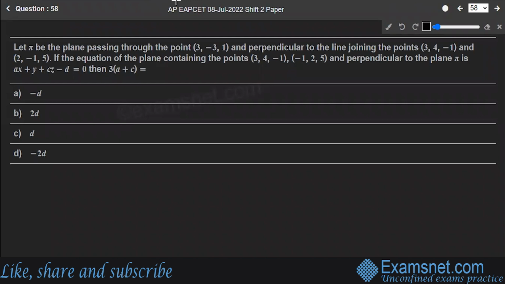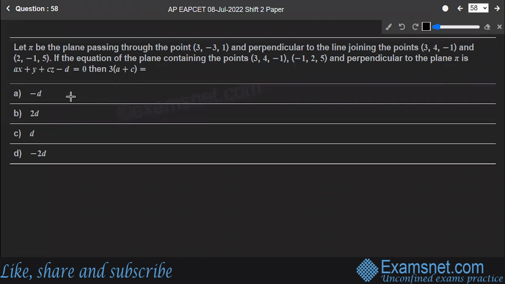Question number 58. Let phi be the plane passing through this point and perpendicular to the line which is joining these 2 points. If the equation of the plane containing these 2 points and perpendicular to the plane phi is given by this equation, then you have to find out the value of 3 brackets A plus C.